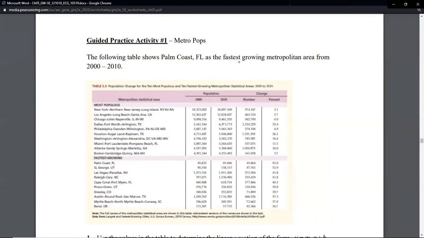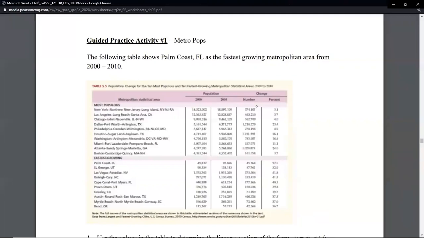So let's see, percent change. 92%, that's the largest one out of all those. And look, it's Palm Coast, Florida. So when they talk about fastest growing, they're talking about relative to the size. Because Palm Coast, Florida only increased by 45,000, whereas New York increased by 574,000, and Houston increased by 1.2 million. So those were bigger changes, but when we consider relative to what's already there, relative to the original size, this is the fastest one. Because look, this was about 50,000, this is about 100,000. It almost doubled in 10 years. New York did not almost double in 10 years. It didn't even come close. It barely added on to the population.